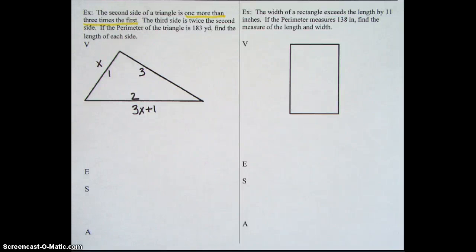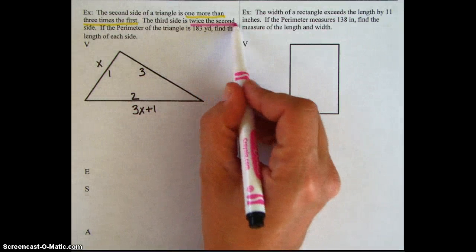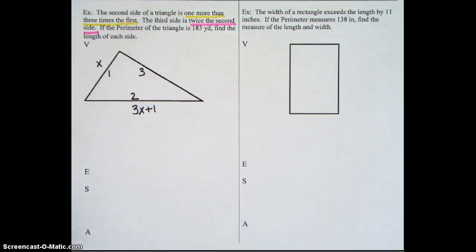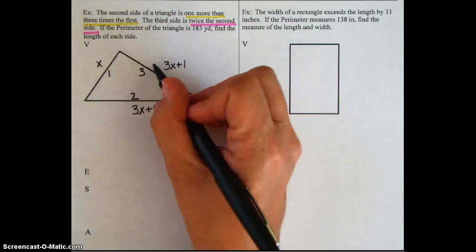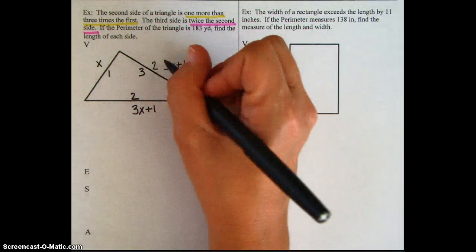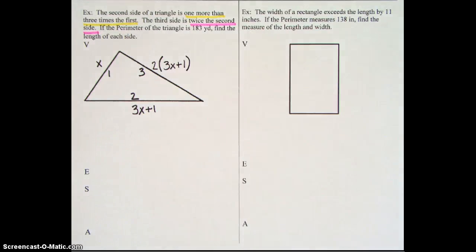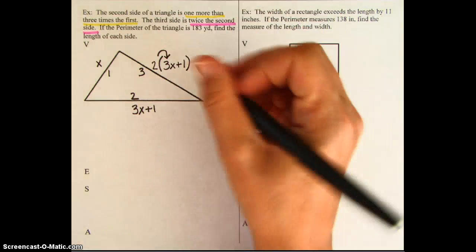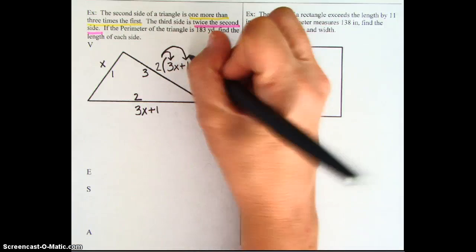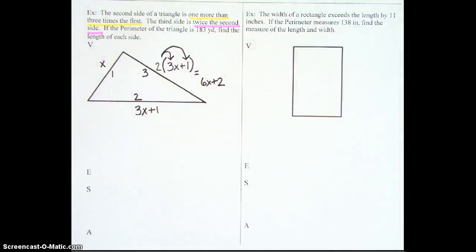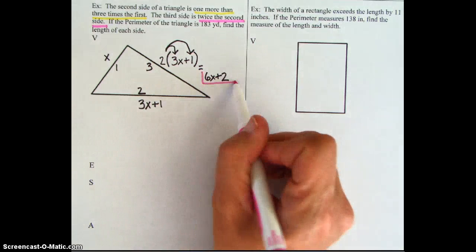The next part says the third side is twice the second side. Well, the second side is 3x plus 1. Twice means multiply by 2. It's very important to make sure we have parentheses around this, because the 2 doesn't just multiply the 3x, it multiplies the entire side. I do think it's easier to pre-distribute this. If we multiply 2 times 3x, that gives us 6x, and 2 times 1 gives us 2, which means the simplified side 3 is 6x plus 2.